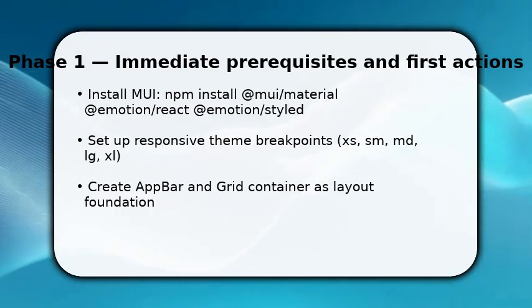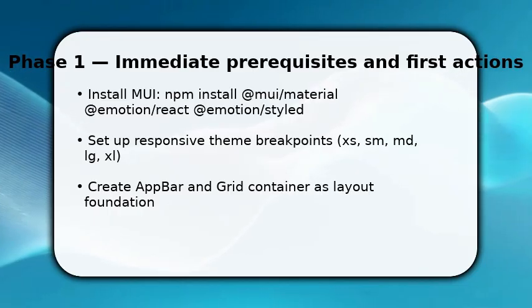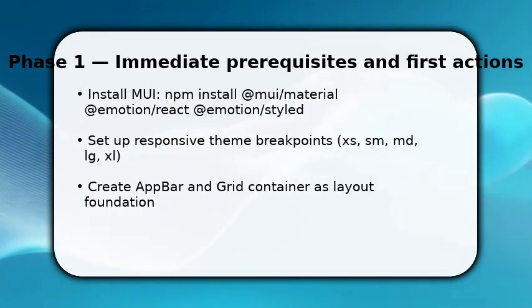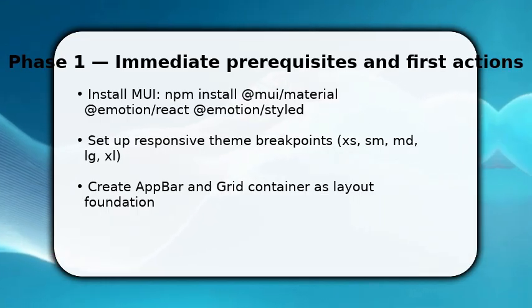You start by installing Material UI and Emotion. This gives you components and styling power. Once done, create a theme with custom breakpoints to match your design system, then wrap your app with Theme Provider.